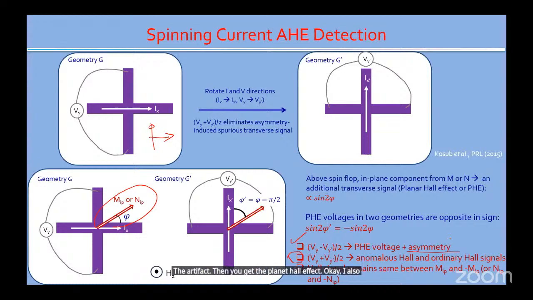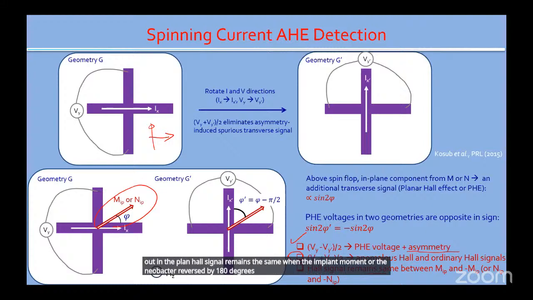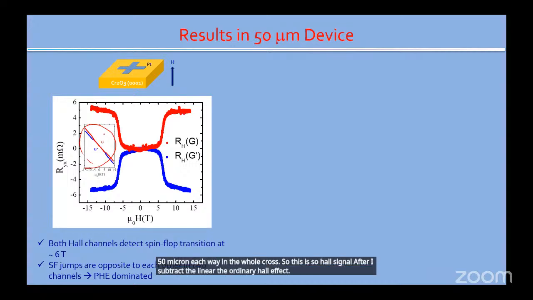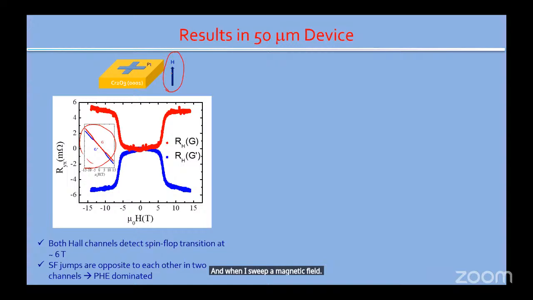I also want to point out that the planar Hall signal remains the same when the in-plane moment or the Néel vector is reversed by 180 degrees. So the planar Hall effect cannot distinguish the reversal of the in-plane moment or in-plane Néel vector. With that, I started with 50 micron platinum, 50 micron each way in the Hall cross. So this Hall signal, after I subtract the ordinary Hall effect, which is easy to do, I'm left with these two curves, red and blue, when I sweep a magnetic field along the C-axis. I'm sorry, this is also the C-axis.